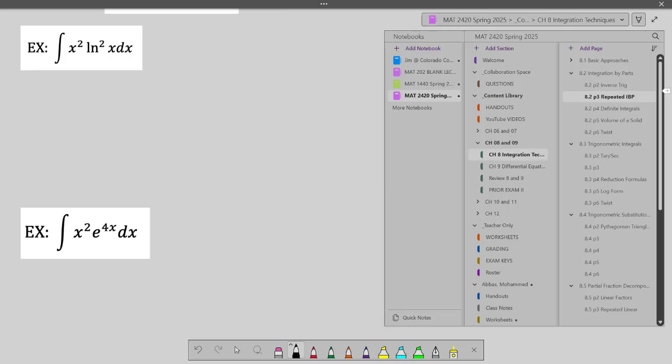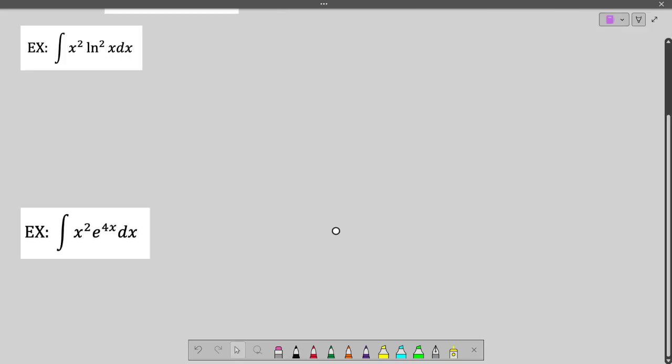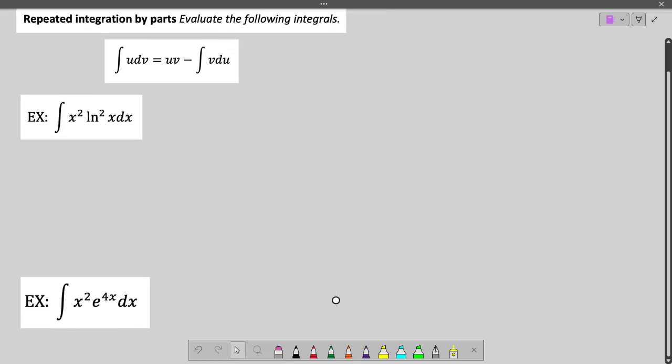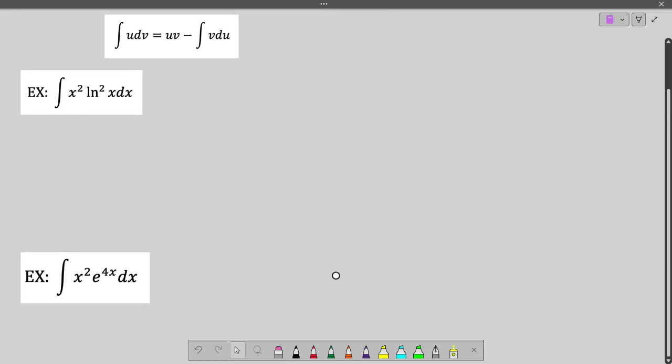All right, let's go to this. Let's see, so okay, let's keep that up there so we see it. All right, so let's do a couple more examples. I'll do the first one, you can do the second one.